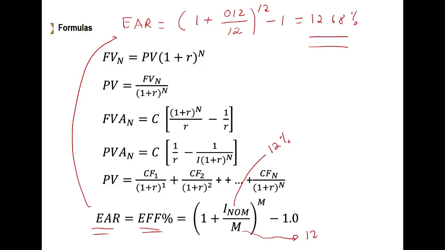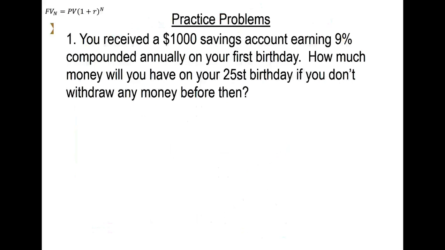Okay, so keeping that in mind, let's go through two practice problems. They're very simple in the sense that I just want you to make sure that the mechanics are understood. But remember, we're going to go to Excel very, very quickly. All right. So here's the setup. You receive $1,000 in a savings account earning 9% compounded annually on your first birthday. So here you are. Let's write a timeline from now. On your first birthday, when you're 1 year old, you receive $1,000.